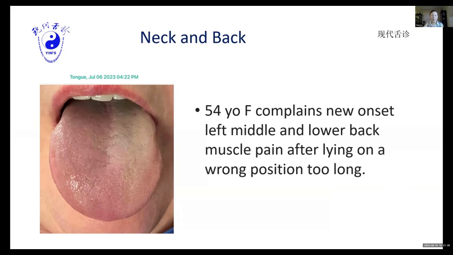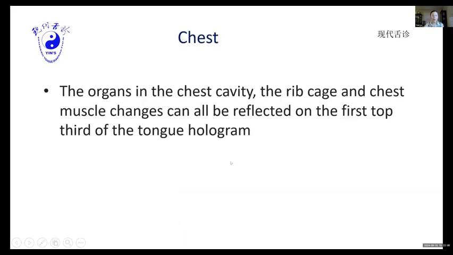And she said, because it's right after the holiday, she was lying on the sofa in the wrong position too long. From yesterday, she started to have left side lower back and middle back pain. And you can clearly see the cracking is in the lower back and in the middle back. And next time when she came back, the left side back pain was gone and the cracking was gone.